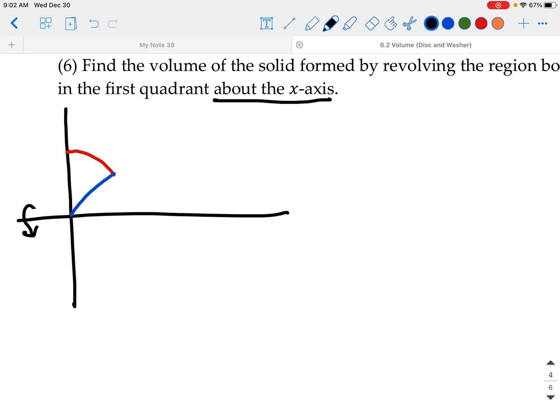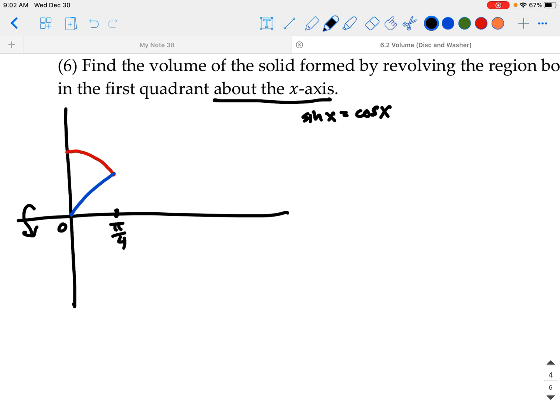So we'll note we're rotating about the x-axis. And we should look at what our limits of integration are. This one's pretty obvious, right? So sine x equals cosine x. Where do they intersect? Obviously, they're going to intersect at pi over 4 radians.